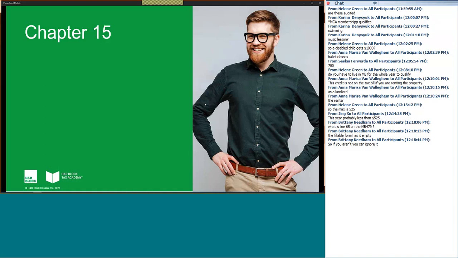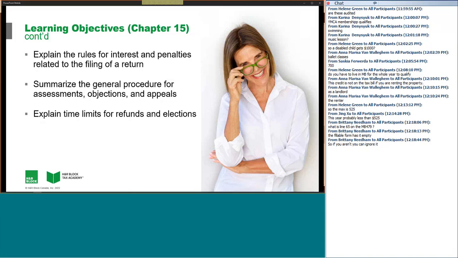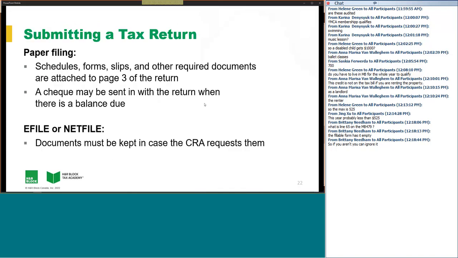So Chapter 15 is our administrative chapter. Again, some of this is going to be review, some of this is going to be new. I'm going to go through the review part really quickly. We're going to talk about submitting tax returns, what happens when they're submitted, what happens if we don't like the results, and what the penalties are, how you appeal, and what the time limits are for all of that as well. Okay, how do you submit a tax return?